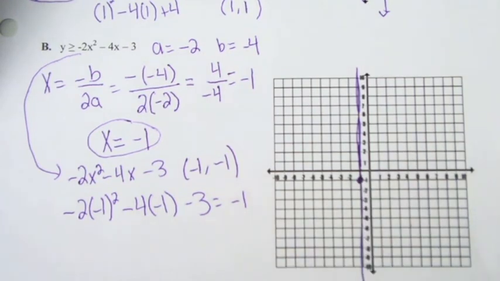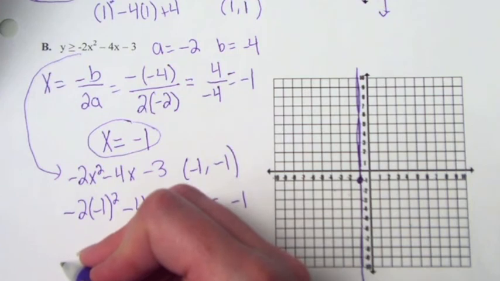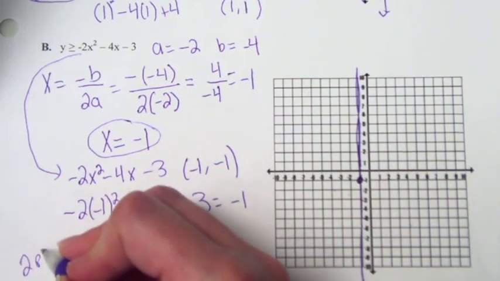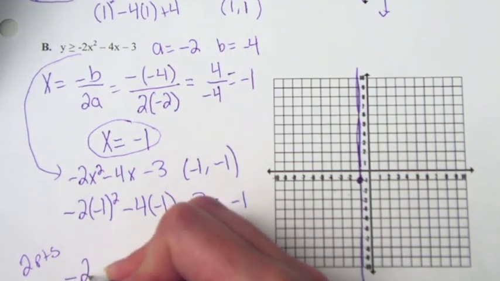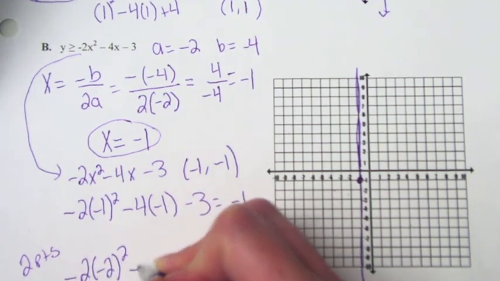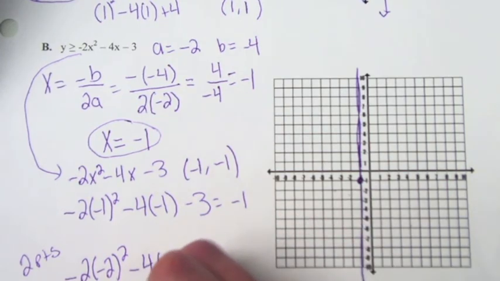For this one, we happen to know that it opens down because the coefficient is negative. So we know that's a maximum. Quincy says we should use x equals negative 2 and negative 3. Yes, okay. We'll plug those in. Now we do our 2 points. We're going to plug in negative 2, and we're also going to plug in negative 3.